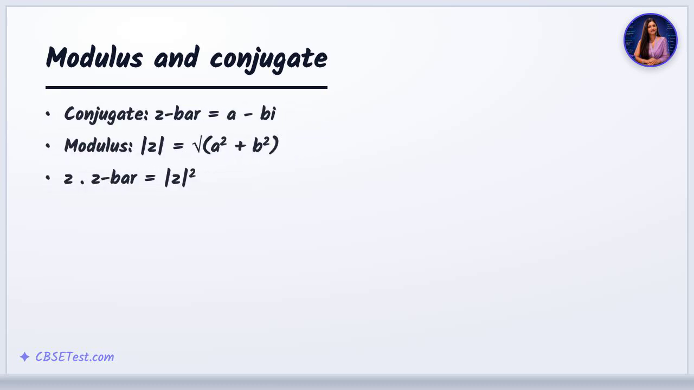The modulus is the distance from the origin, root a squared plus b squared. A useful identity: z times its conjugate equals the modulus squared.